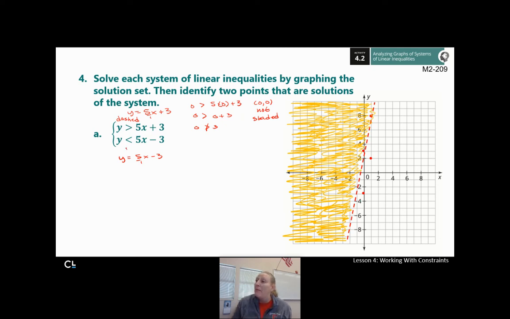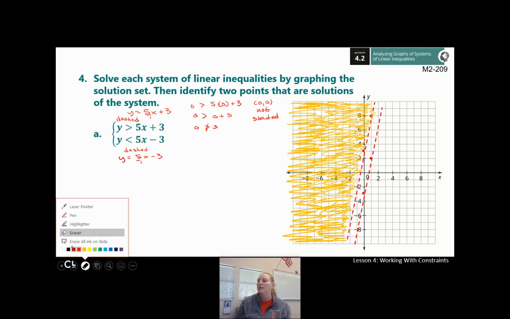Once again, that line is also dashed. There's no half equal sign. So I'm going to make a nice dashed line through here. And of course, is 0, 0 a solution? Well, we're going to find out. In fact, hang on a minute. I'm going to write it over here. So let's find out if 0, 0 is a solution, shall we?